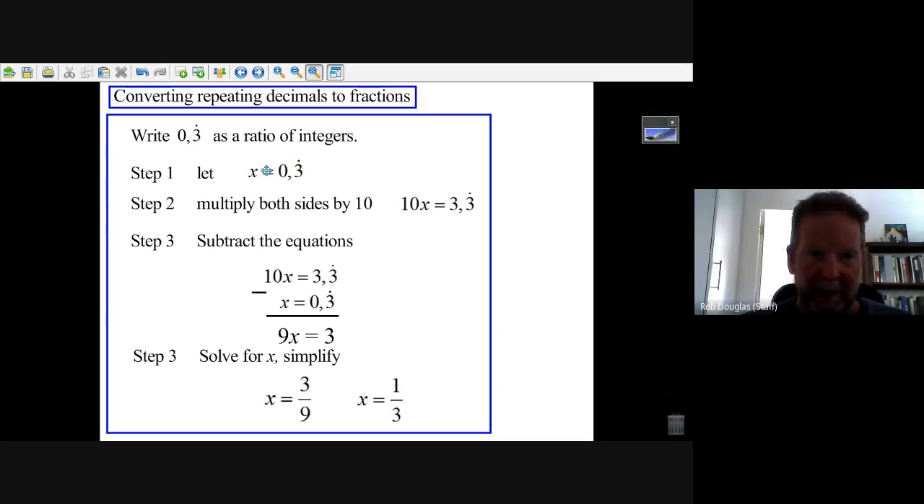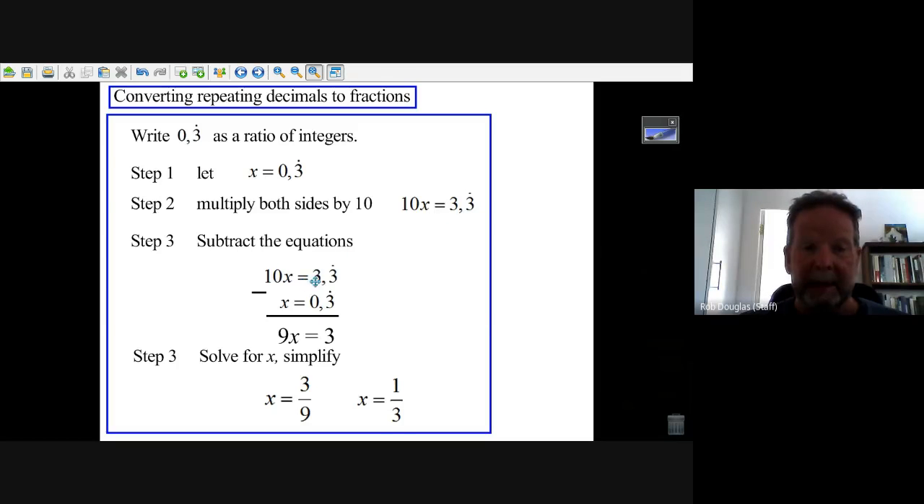Now, the way you work this out, how we're going to turn this into a fraction: step one is you just say x equals 0.3 repeating. Then you multiply it by 10. If this was 0.3, 0.3 times 10 would equal 3. If it was 0.33, it would equal 3.3, but the 3's would still keep repeating. By multiplying by 10, you just move the decimal place one to the right. That's the way decimals work. When you multiply by 10, just take this comma and move it here.